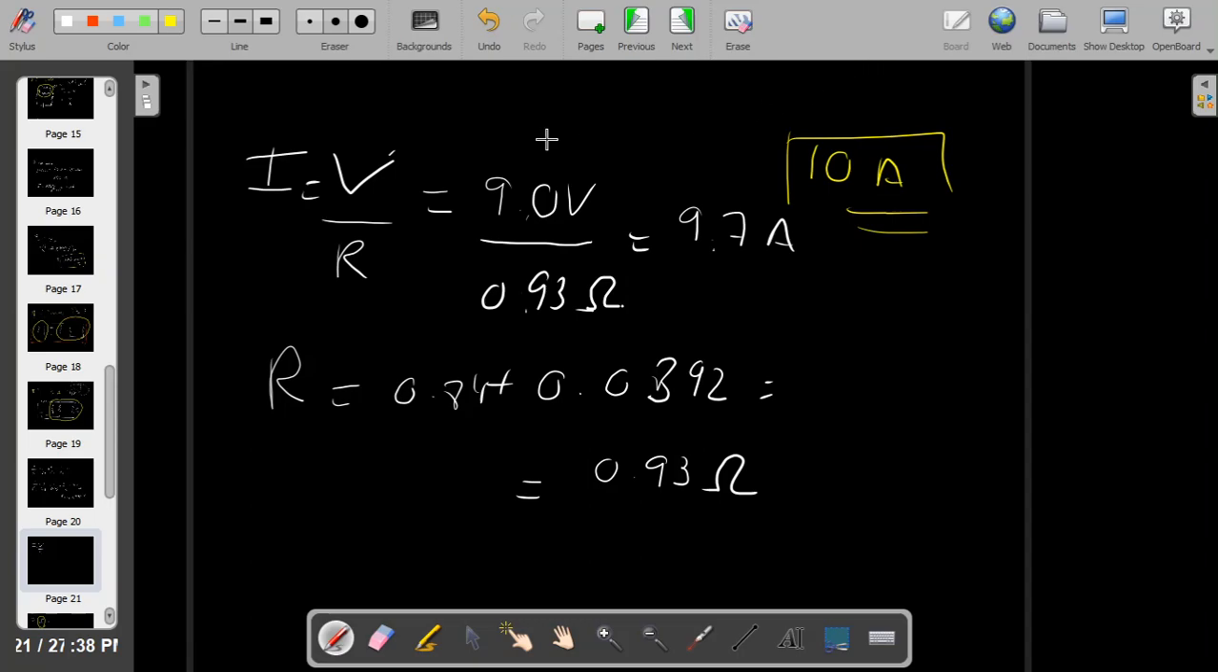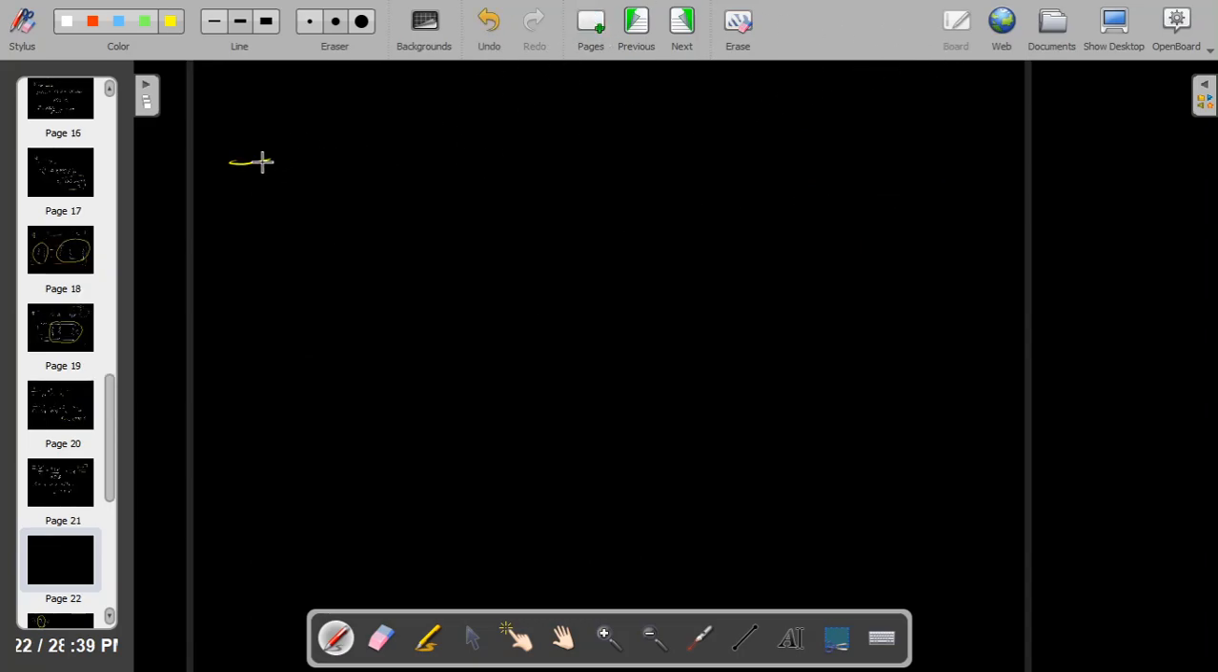So here you go. Next, the answer for number 10. Let me look at this. What did they ask for? They asked for the power. And the power that you needed to find was 3.8 watts. Okay, watts. If you found this, you are done.